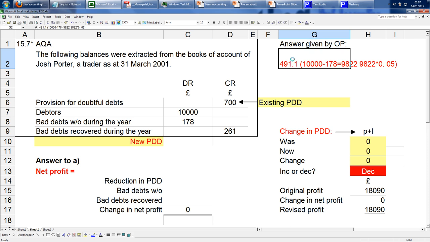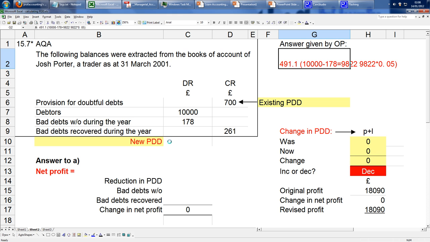We get £481 and 10 pence, first of all as a decimal, which is very rare in AQA questions, and that value is what you're claiming is the new provision. I can see your method. You've done debtors minus the bad debts written off, then times by 5%. So the only thing to correct here is to not include the 178. Don't include the bad debts.